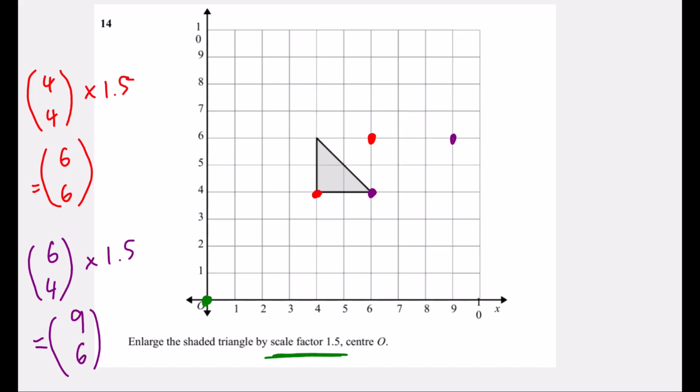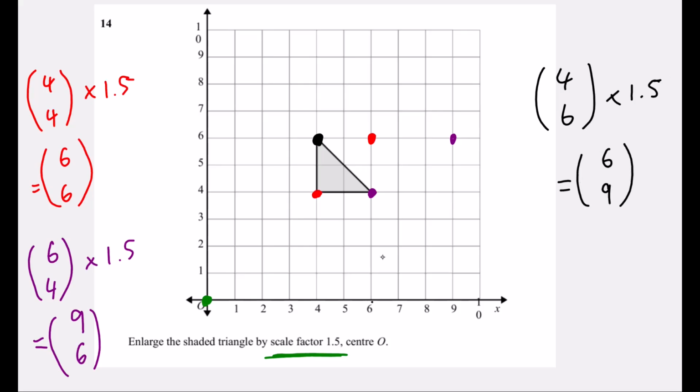And we can do the same for this point as well, even though you can probably tell where it's going to go. It was 4 along, 6 up to start with. Times it by 1.5. So that would be 6, 9. So 6 along, 9 up. So our new shape is here.